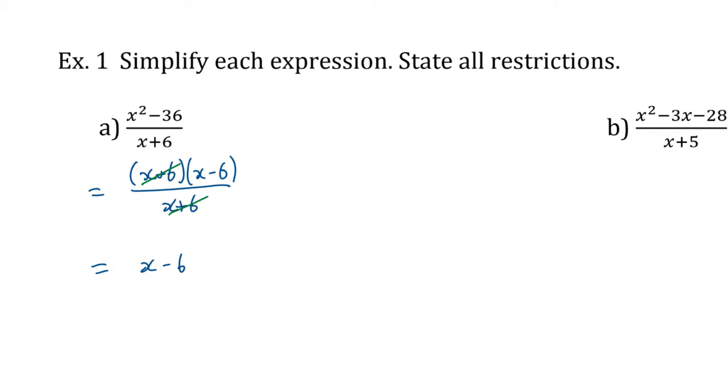If I plug -6 into our simplified expression, I'll get -12 as the result. If I plug -6 into the original expression, what do I get? I get 0 on the bottom, which is undefined. You can't divide by 0. So that's what a restriction means. As long as we're not looking at an x value of -6, those two expressions are always equal. That's why we need a restriction.